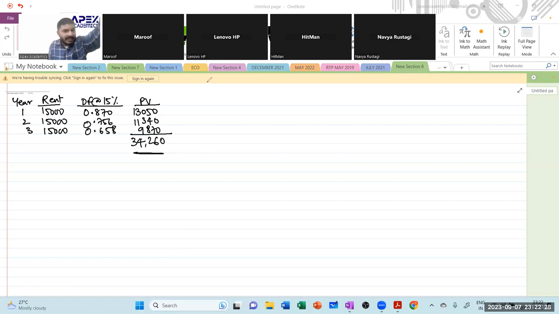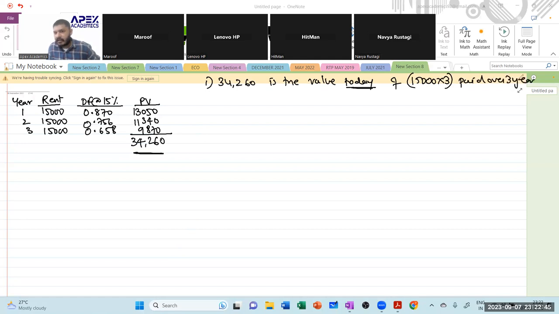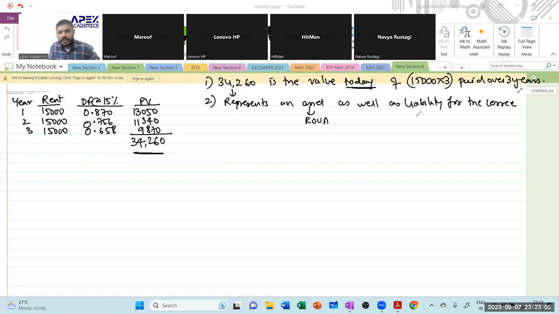Now, the first statement that I am making is 34,260 is the value today of 15,000 multiplied by 3 paid over 3 years. Second statement. This represents an asset as well as a liability for the lessee. It is an asset because he will gain a right of use. It is a liability because he has to make the lease payment.